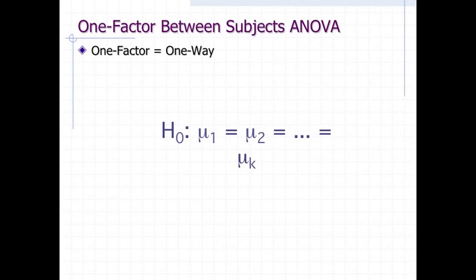This can be expressed as H0 is mu1 equals mu2 ... equals mu k, where H0 is the null hypothesis and k is the number of conditions. If the null hypothesis is rejected, then it can be concluded that at least one of the population means is different from at least one other population mean.